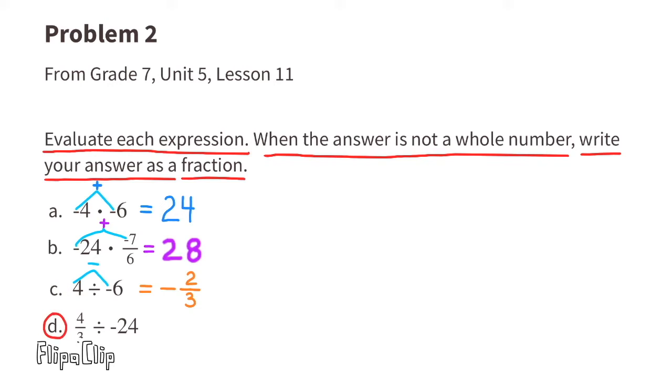D. 4/3 divided by negative 24. That's a positive divided by a negative, so we know the answer is going to be a negative. Now we can rewrite this part as 4/3 divided by 24 over 1. We can solve this by multiplying by the reciprocal of 24 over 1, which is 1 over 24. We can do some cross-canceling. 4 goes into 4 once, and 4 goes into 24 6 times. Now we can multiply straight across. 1 times 1 equals 1, and 3 times 6 equals 18. So the answer is negative 1 over 18.